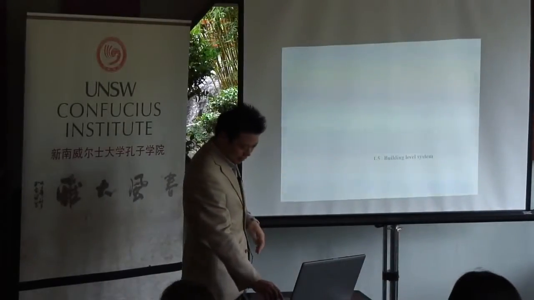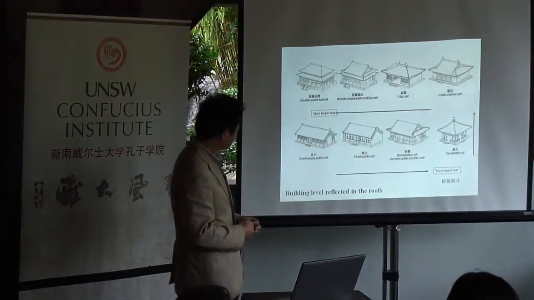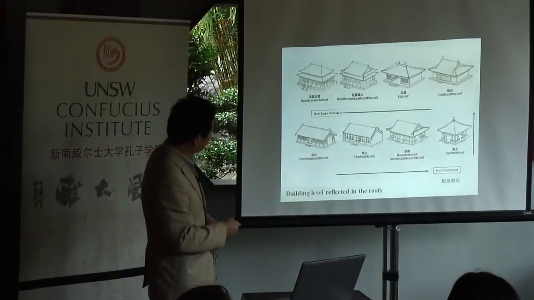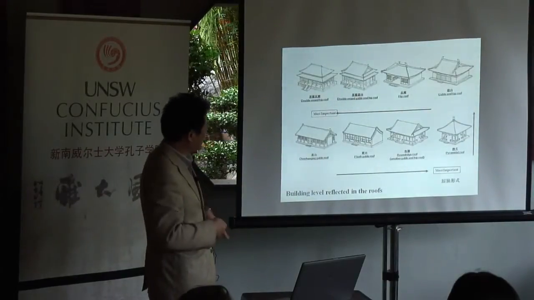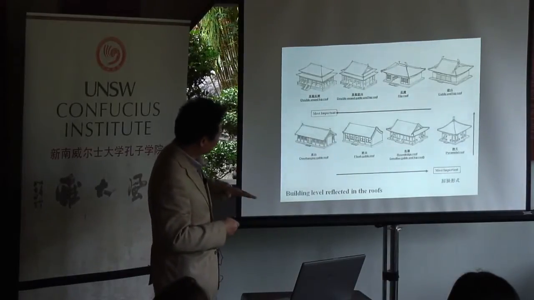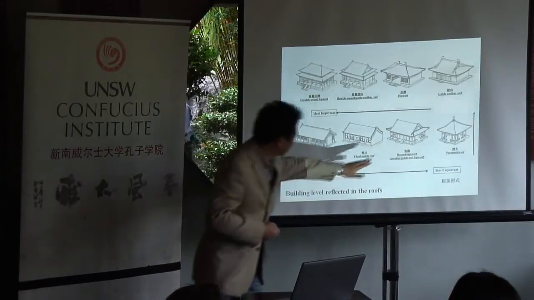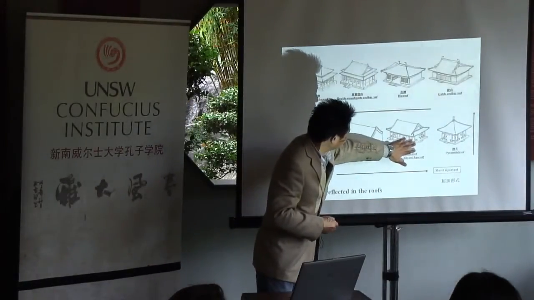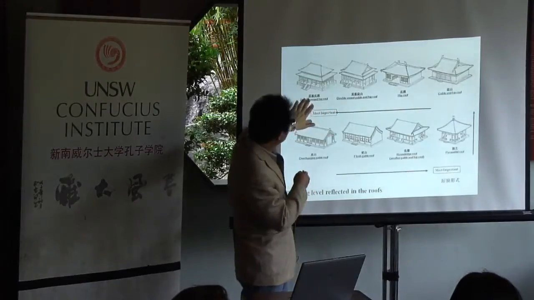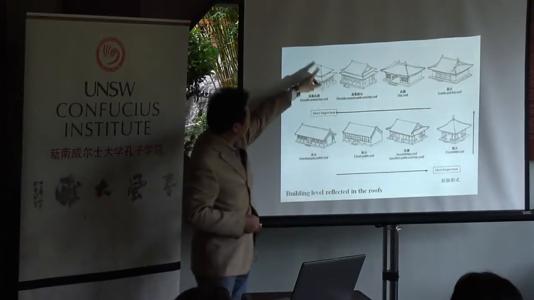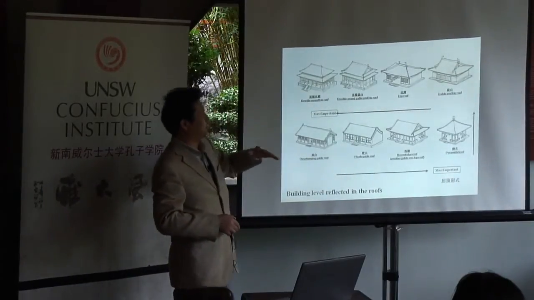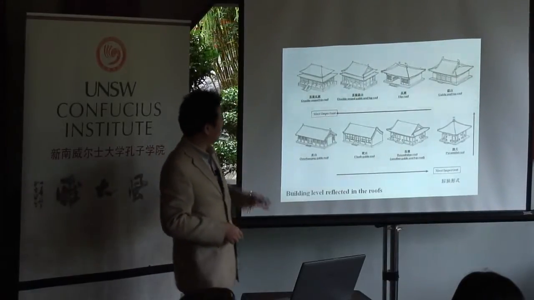Now we'll talk about the building level system. Building level is reflected in the roofs. This one is an overhang gable roof. It's very low, a low situation, and this flush gable roof is also low. Then there will be more important ones. That one is important, this one is more important, and this one is most important. Usually, this type of roof will be used for the imperial hall.